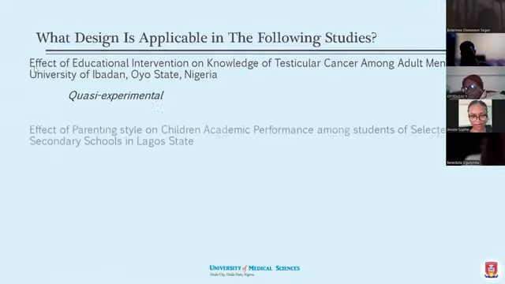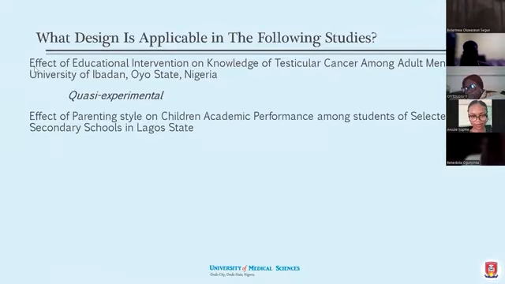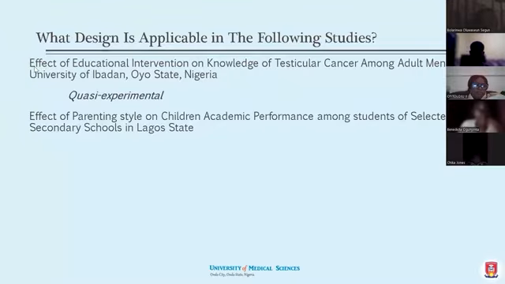Then let's look at this next one. This next one talks about effect of parenting style on child academic performance among students of selected secondary schools in Lagos. Which design do you think would be applicable here? What design can we use here?